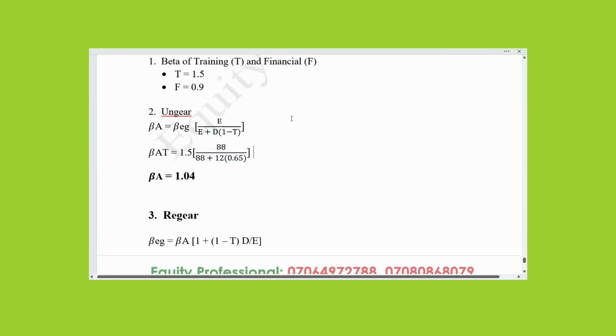Sir, please, why are we not using the beta of equity formula? Why not beta of equity is equal to beta of assets times 1 plus (1 minus t) debt over equity? Why are we using this formula to ungear? Is that what you are saying? Yes, sir. We are ungearing now. Is it not the formula to ungear?